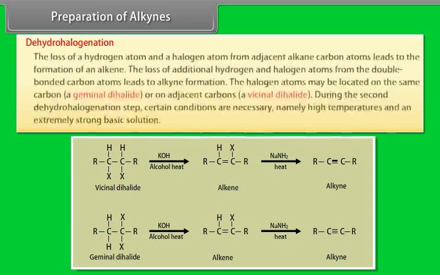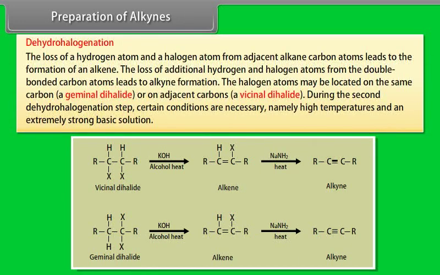Dehydrohalogenation. The loss of a hydrogen atom and a halogen atom from adjacent alkane carbon atoms leads to the formation of an alkene. The loss of the additional hydrogen and halogen atoms from the double bonded carbon atoms leads to alkyne formation. The halogen atoms may be located on the same carbon, a geminal dihalide, or on adjacent carbons, a vicinal dihalide. During the second dehydrohalogenation step, certain conditions are necessary, namely high temperatures and an extremely strong basic solution.